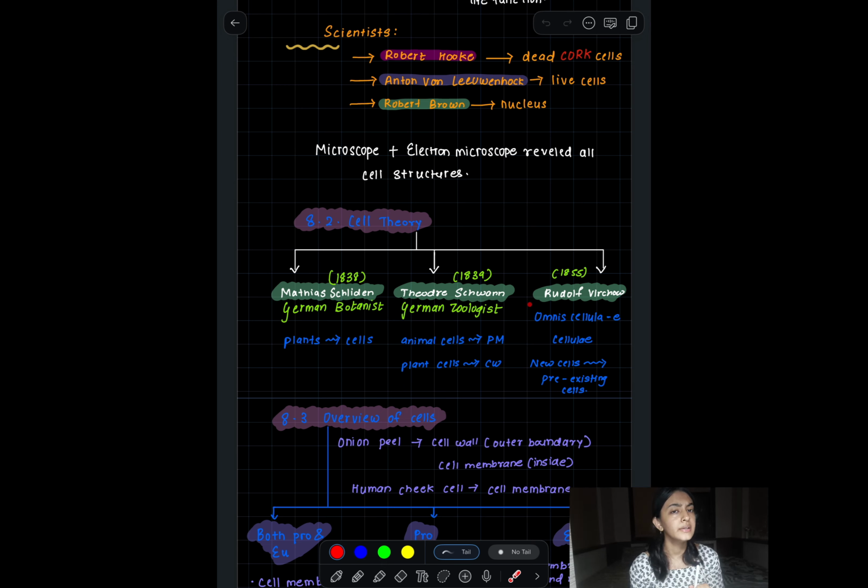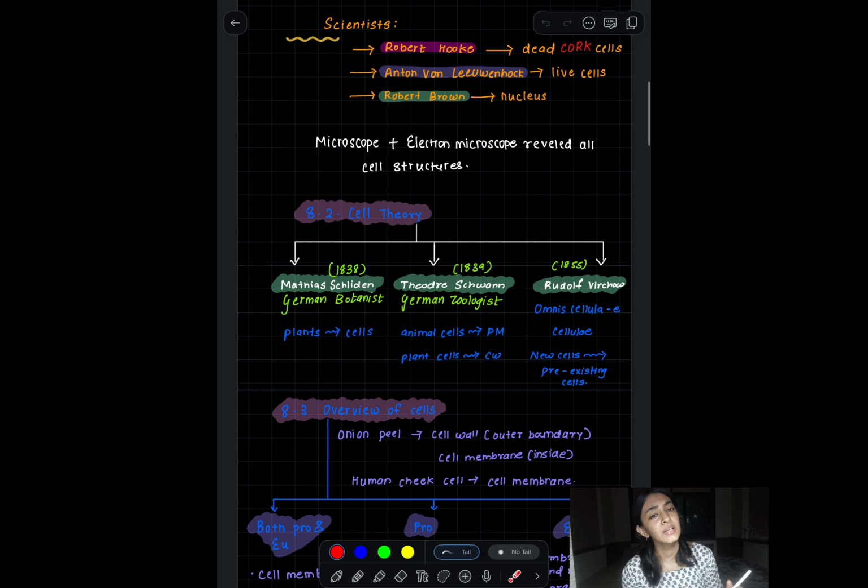But the cell theory did not answer one question, that from where do cells arise? So to clear this doubt, Rudolf Virchow came into the picture. He basically gave us a law which said omnis cellula e cellula, which basically means that new cells arise from pre-existing cells.